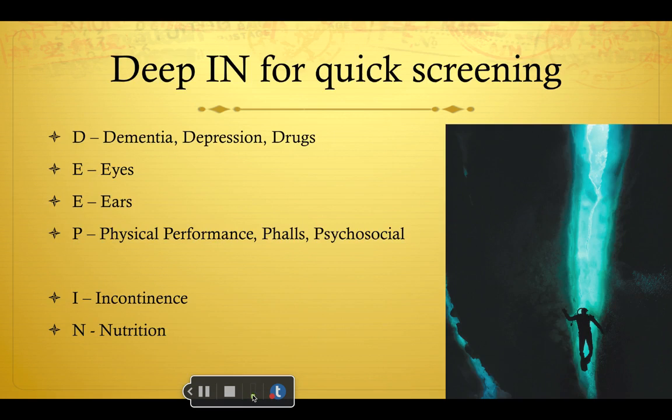Another way to think about this type of screening is to use the mnemonic DEEP-N. The D would stand for dementia, depression, drugs; E's, ears and eyes; P, physical, performance, falls, psychosocial; I, incontinence; and N, nutrition. We'll go through each of those in turn here.